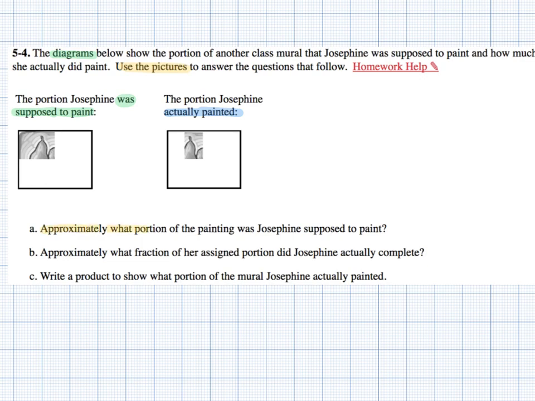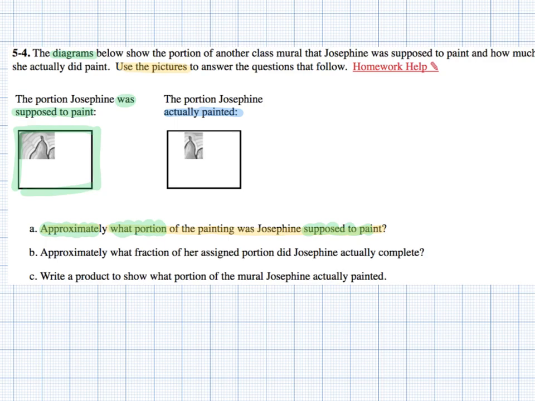Approximately what portion of the painting was Josephine supposed to paint? Analyzing the directions, it says again approximately and what portion. So you don't have to be exactly accurate, but you want to make a decision. And they're specifically asking for the supposed to paint, which is this. So this is the total mural, and you could see the portion. So go ahead and pause the video and answer A. Again, approximately portion. What does it look like to you?